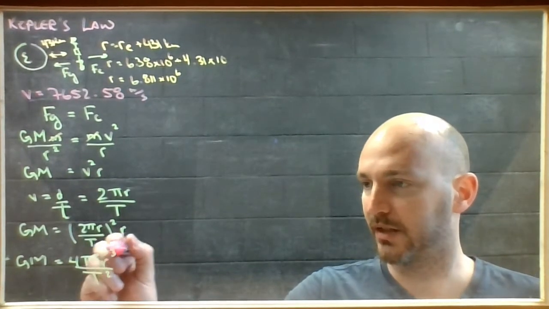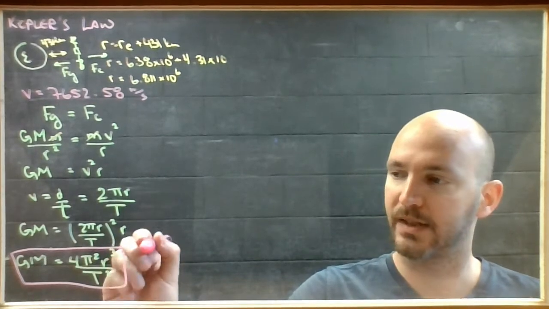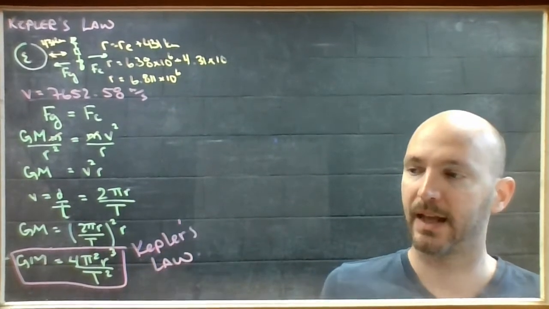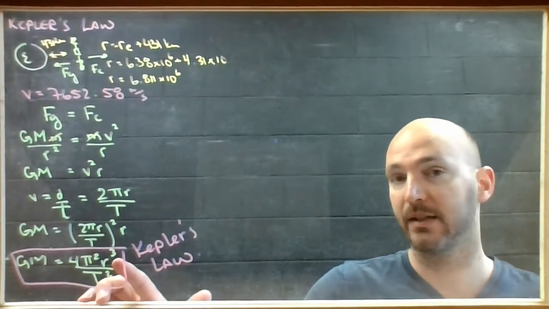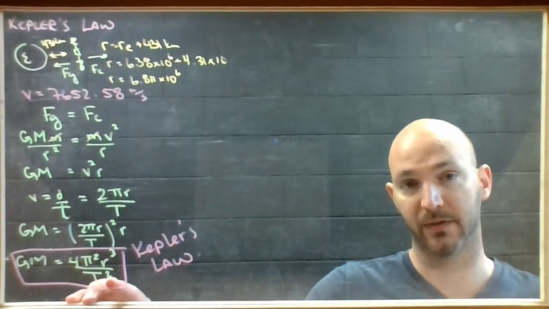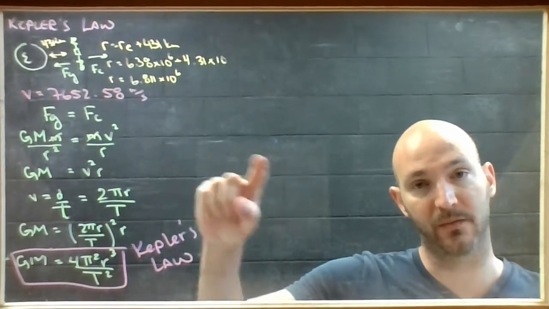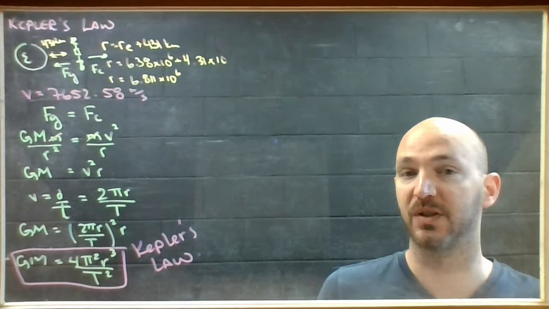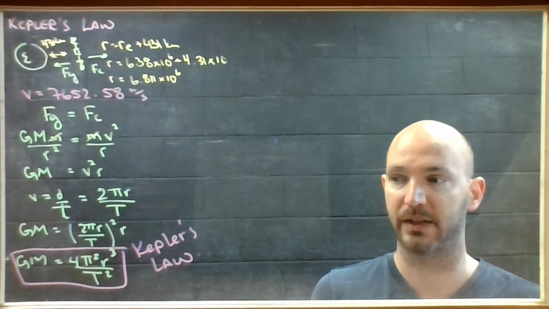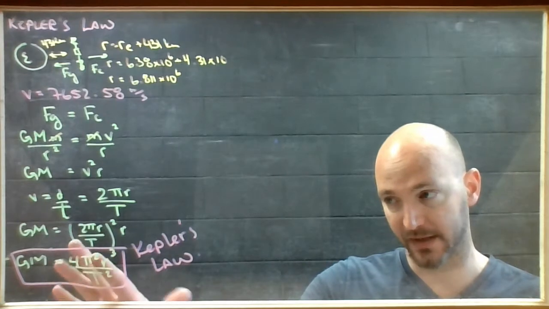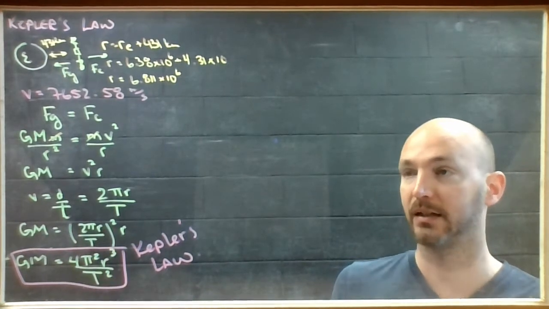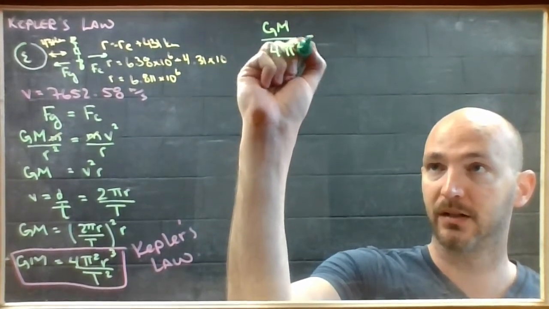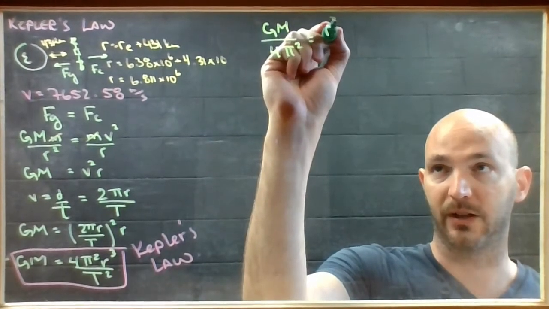This little expression here is known as Kepler's Law. And it combines the radius of your orbit and the period of your orbit, so that's how much time it takes to complete one full rotation, with G, which is a universal constant, and M, which is the mass of the gravitating body. Now, sometimes you see the 4 pi squared over on that side, so it would look like this, GM over 4 pi squared is r cubed over T squared.